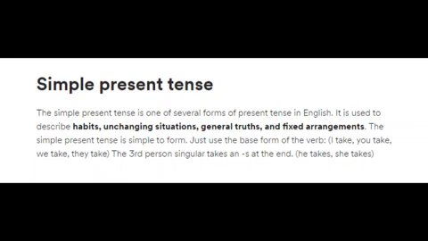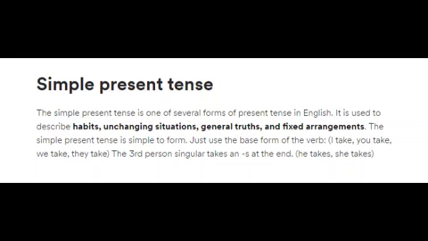The simple present tense is simple to form. Very easy formula to form. Just use the basic form of the verb. Now, which is the basic form of the verb? Suppose I say go, went, gone. To go is the basic form. Suppose do, did, done. To do is the basic form. So the main verb from which other verbs are formed is called the basic form. So the simple present tense is simple to form. Just use the base form of the verb.